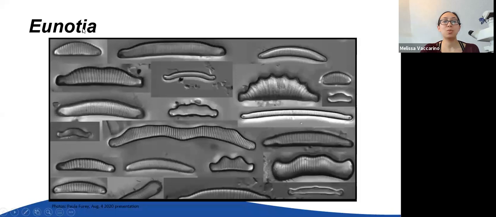Eunotia is the most likely genus you would have if you find a Eunotia. You can see here again that they have uninterrupted striae. And I like to think of these guys as kind of the mustache shaped group. If you have a diatom that'll make a good mustache, you may have a Eunotia.